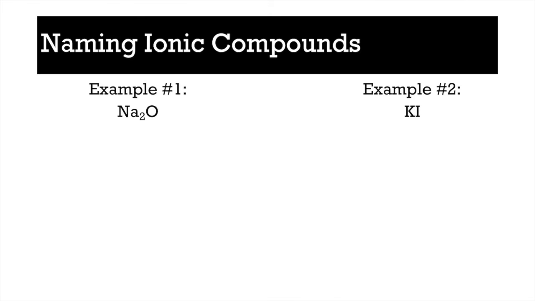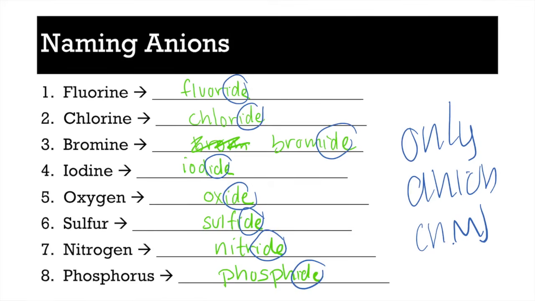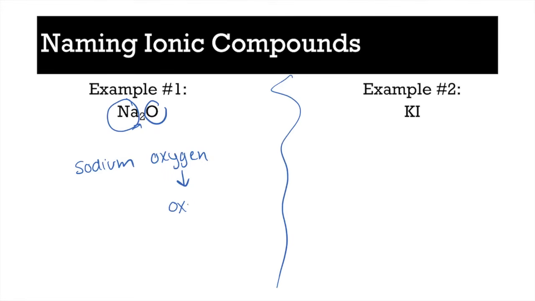So let's try this. We have Na2O. So when we're talking about naming, the numbers here, they don't matter. We don't care about them. So Na is sodium, O is oxygen, but remember we have to turn that into its IDE ending using something from this list. So oxygen becomes oxide, and so you get sodium oxide, and that is it.